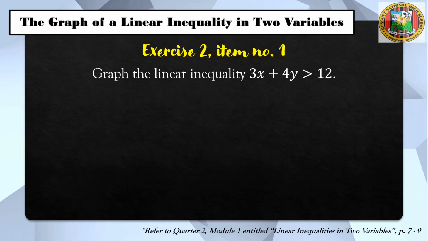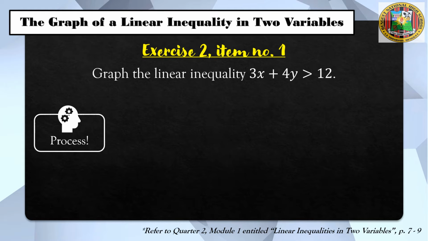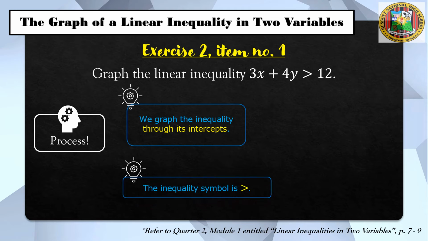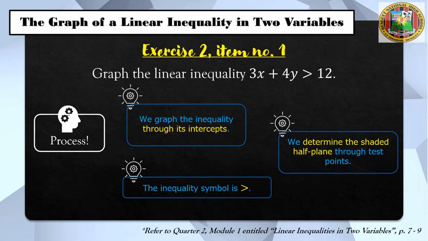Let us process what we know. To graph the linear inequality, we must first know its x and y intercepts. We also know that the inequality symbol used in the inequality is greater than. Lastly, we have to determine the half plane that must be shaded to describe the solution set of the inequality.